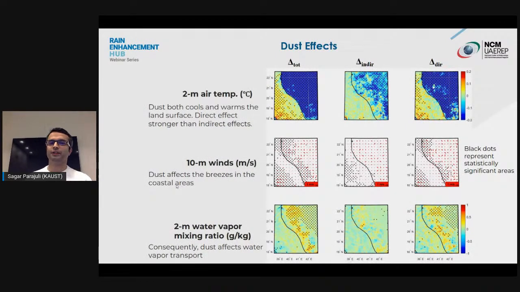Now talking more about the dust effects. Here I'm showing the total effect, indirect effect, and the direct effect on 2-meter air temperature, 10-meter winds, and 2-meter water vapor mixing ratio. As you can see, the total effect is a cooling effect, as the blue color shows. The dust causes a considerable cooling effect through the direct effect, which is more reflected in the total effect, and also through the indirect effect it affects the temperature. Dust affects the winds along the coast, because you'll see the black dots, which represent statistically significant areas. That means winds were significantly affected in this area. Also, the 2-meter water vapor mixing ratio was very high over the land, so moisture transport was also affected.